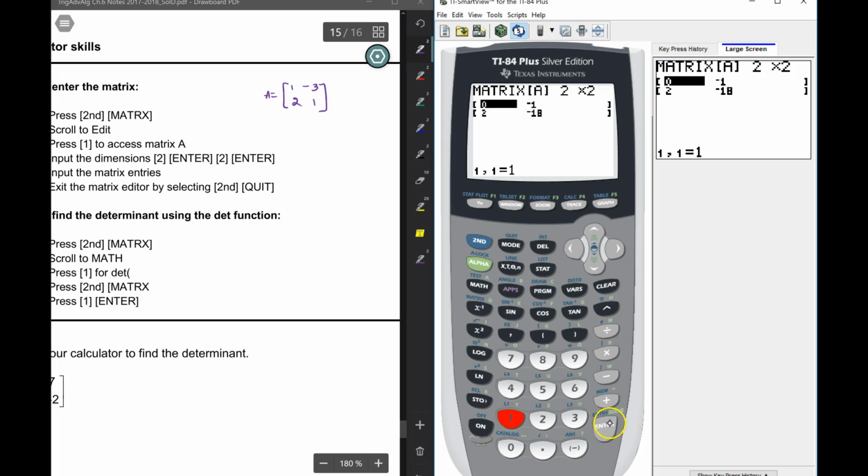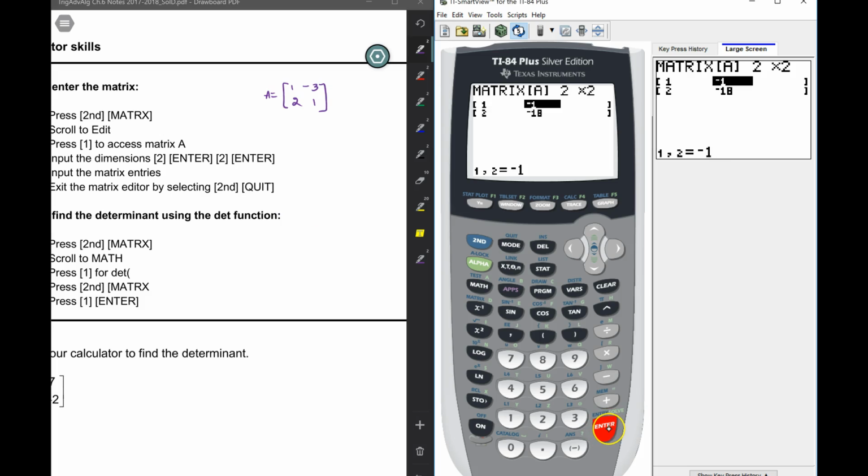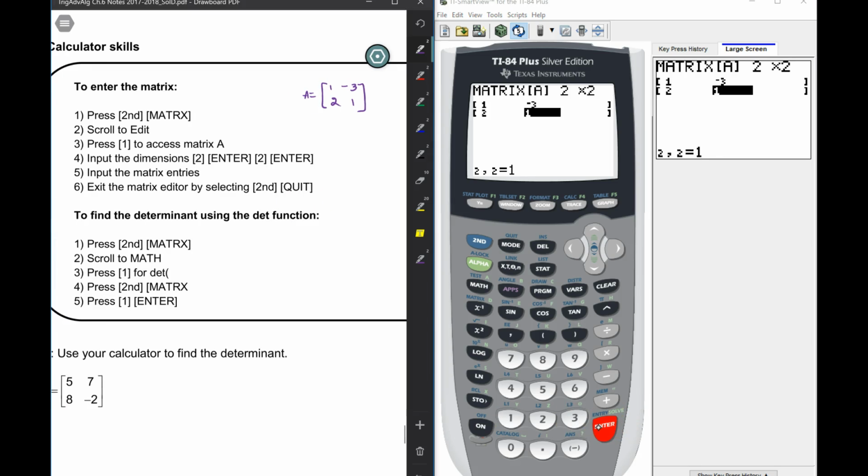So 1, enter. So please remember, if you press enter, it toggles through the rows. So 1, enter, negative 3, enter, 2, enter, 1, enter. Okay? I'm putting in the matrix in purple over there. So you do 1, enter, negative 3, enter. Now, we're going to do second quit to exit that screen. Go to the home screen. It's to the right of second.